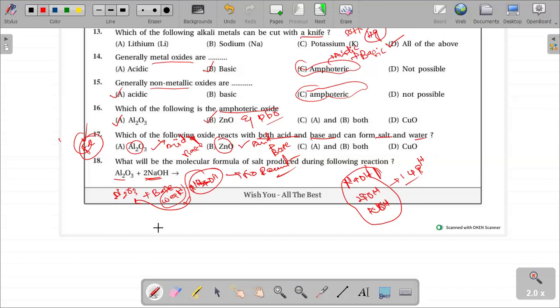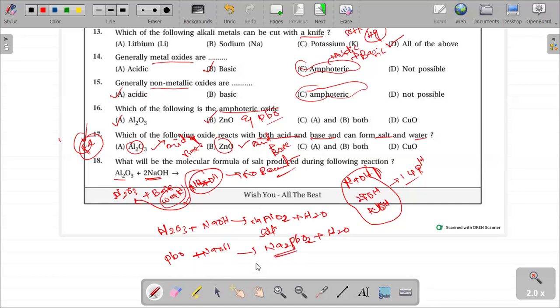So then here, Al2O3 plus NaOH, sodium hydroxide, then you will get the product NaAlO2 plus H2O. This is the product. So this is a salt. Next, suppose if they give the option PbO plus NaOH, then you have to select Na2PbO2 plus H2O. So this one is a salt.